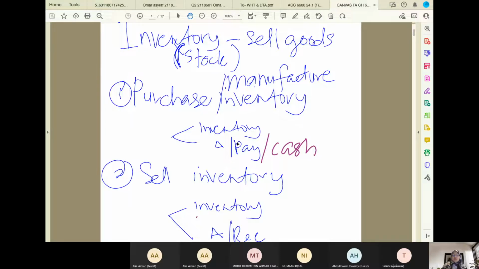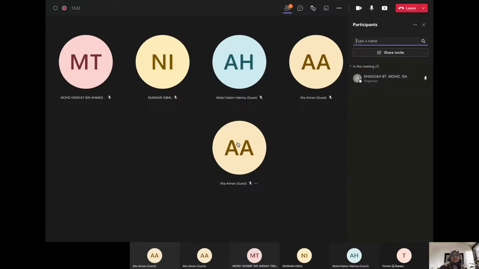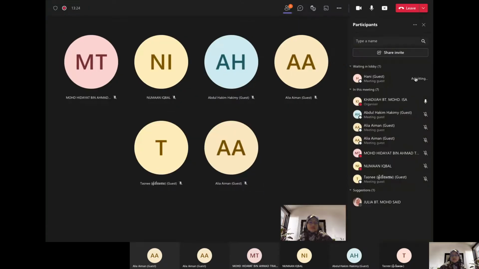Yeah, so you're going to debit your inventory, but at the same time, why is it still not?